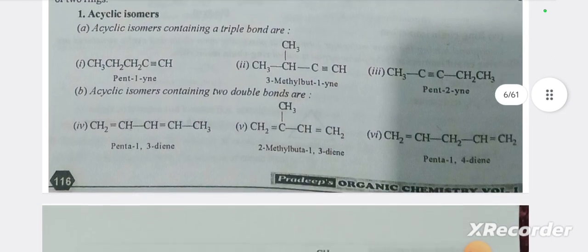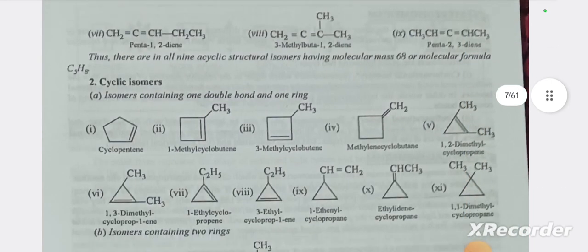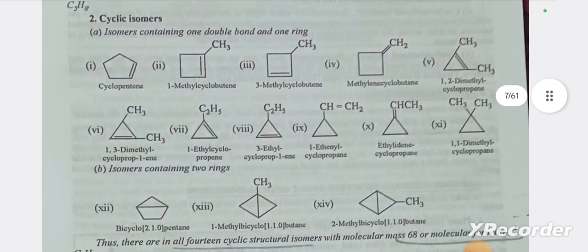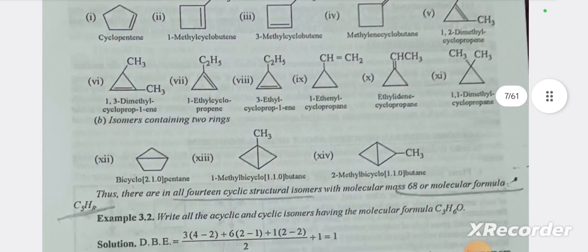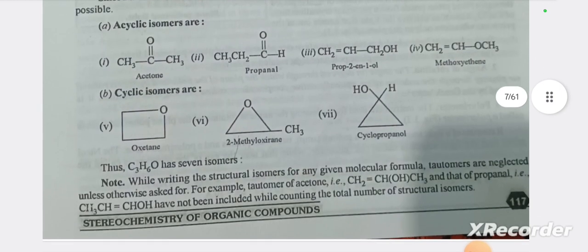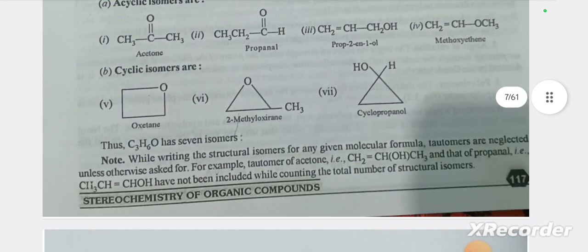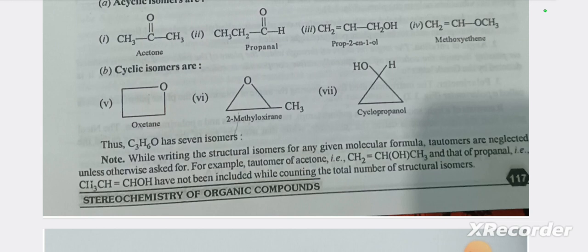Acyclic isomers containing a double bond are pent-1-ene, 3-methyl-but-1-ene, pent-2-ene. Acyclic isomers containing two double bonds are penta-1,3-diene, 2-methyl-butane-1,3-diene, penta-1,4-diene. Cyclic isomers: isomers containing one double bond and one ring. Acyclic isomers are acetone, propanol, prop-2-en-1-ol, methoxyethane. Cyclic isomers are oxetane, 2-methyl oxirane, cyclopropanol.